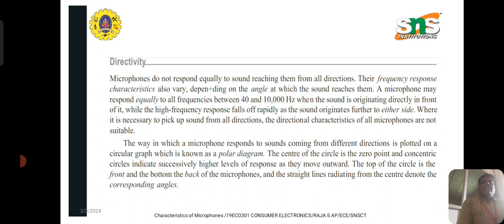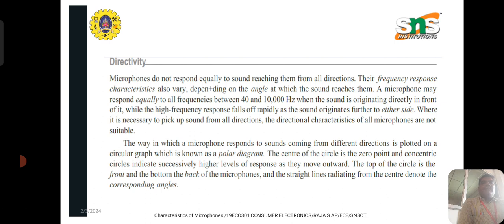A microphone may respond equally to all frequencies between 40 and 10,000 Hz when the sound originates directly in front of it, while the high frequency response falls off rapidly as the sound originates further to either side. Where it is necessary to pick up sound from all directions, the directional characteristics of microphones are not suitable.